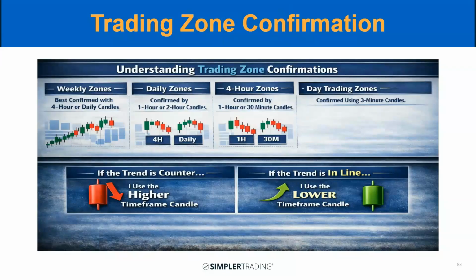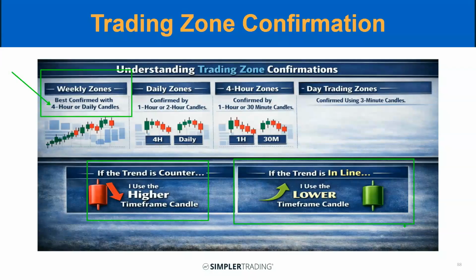All right. If I have found a demand or a supply zone on a weekly chart, it is best confirmed with 4-hour or daily candles. Read down at the bottom. If the trend is counter, then I use the higher time frame candles. If the trend is in line, then I use the lower time frame candles.